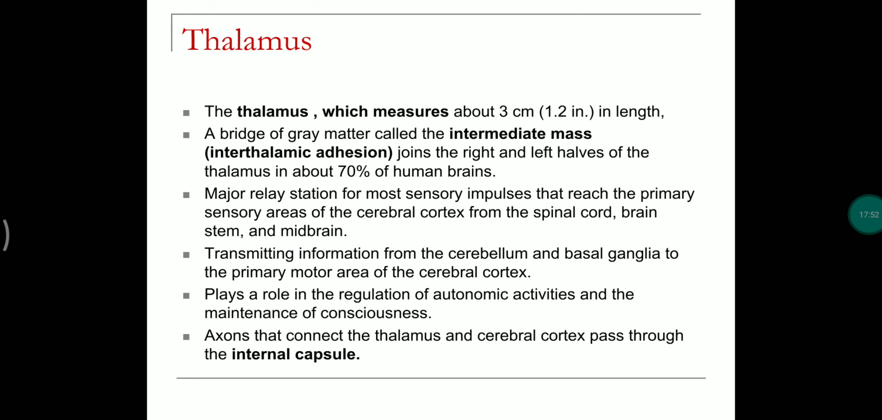Coming to the thalamus, which is a group of nuclei present between the right and left cerebral hemispheres. It acts as a major relay station for most of the sensory impulses that reach the primary sensory areas of the cerebral cortex from the spinal cord. It helps in the transmission of information from the cerebellum, basal ganglia, and primary motor area of the cerebral cortex. It has a major role in regulation of autonomic activities.